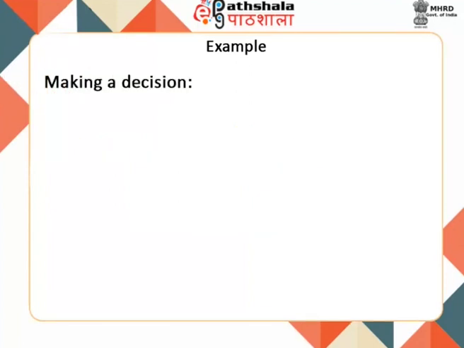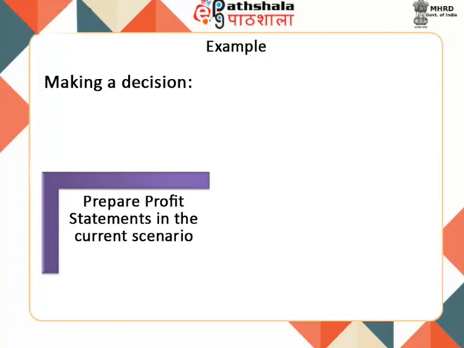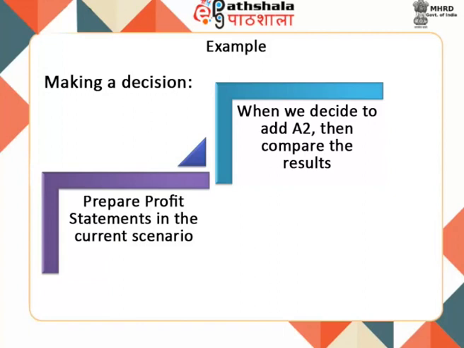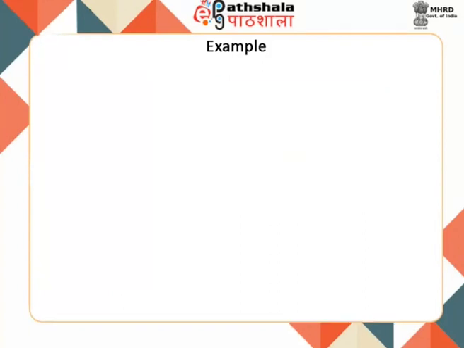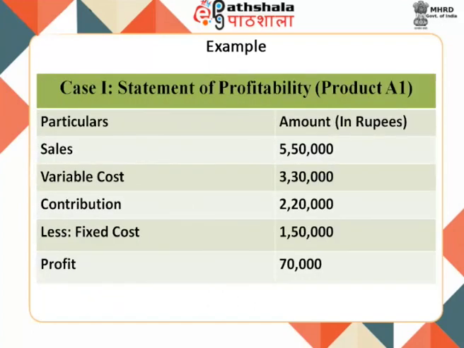For making a decision, we first need to prepare profit statements in the current scenario, and when we decide to add A2 to our production, we will then compare the figures so arrived. First, we prepare the statement of profitability for product A1. After subtracting the VC from the sales amount, we get the contribution of rupees 2,20,000, and thereafter we subtract the fixed cost of 1,50,000 such that we get a profit of 70,000.